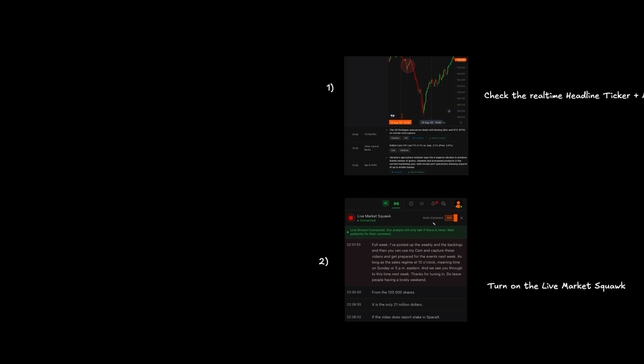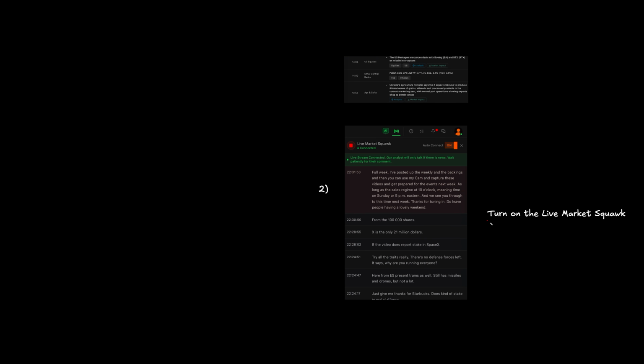The second one is turn on the live market squawk. This is really important. The biggest trading desks in investment banks and hedge funds are using the live market squawk to get the information as soon as possible.